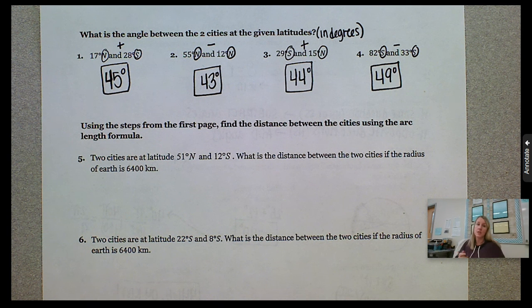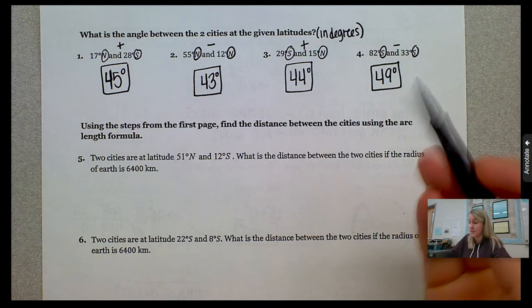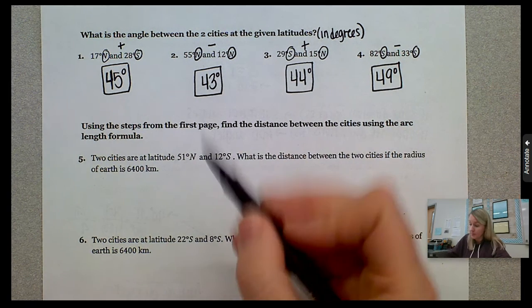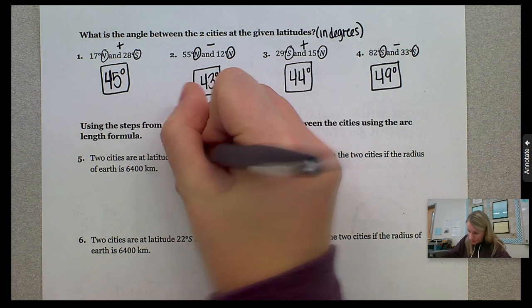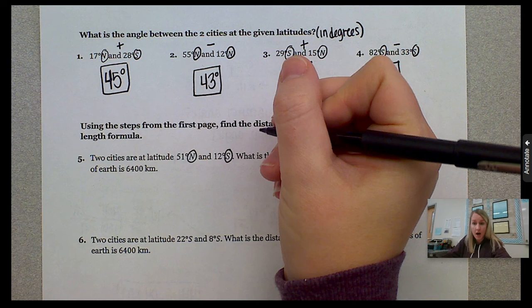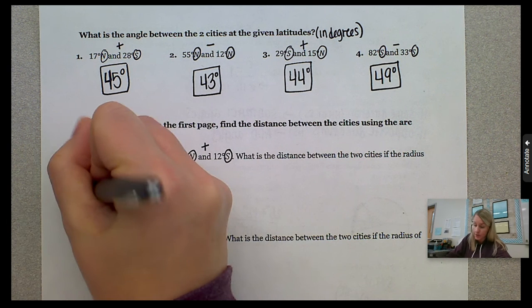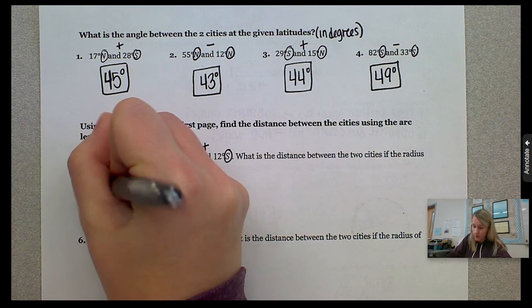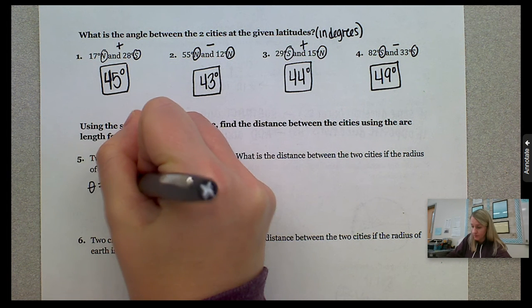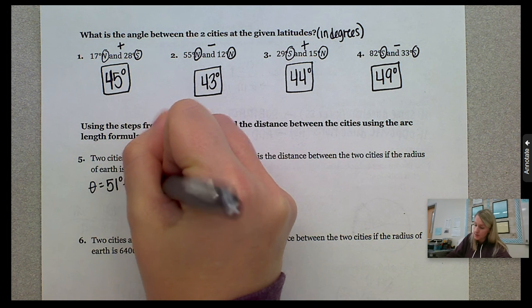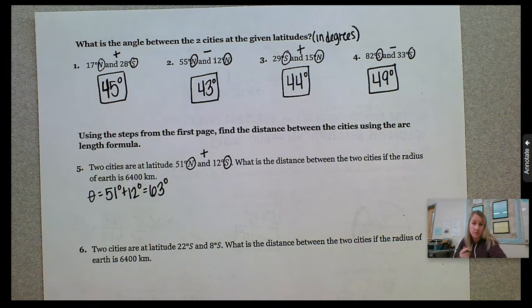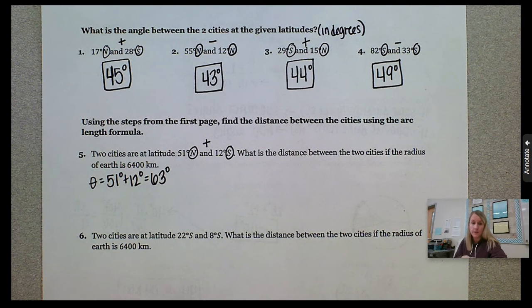Find the distance between the cities using the arc length formula. Okay, so the first thing I need to do is find the angle. And I'm basically going to do what I did in 1 through 4. I'm going to look here. I'm going to say a north and a south, opposite directions. I'm going to add these. Okay. So theta is 51 degrees plus 12 degrees, which comes out to 63 degrees. Okay, so that wasn't bad. Pretty quick step.